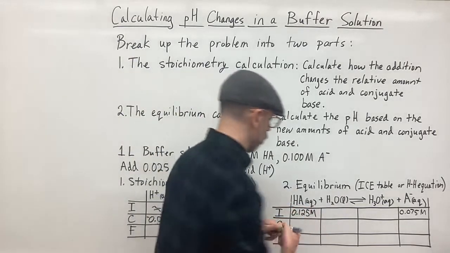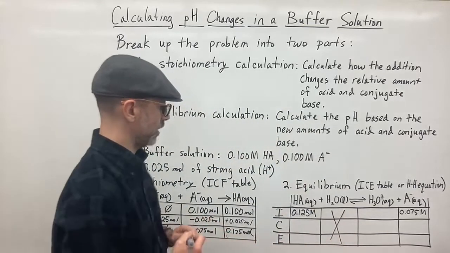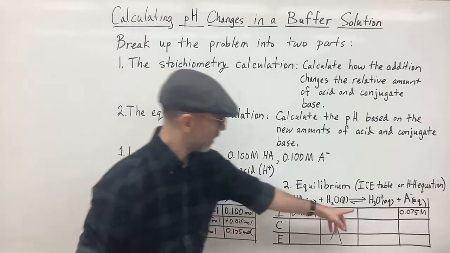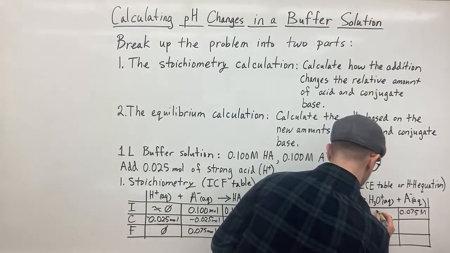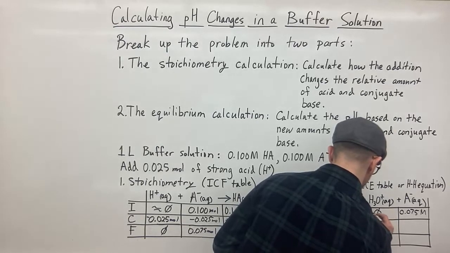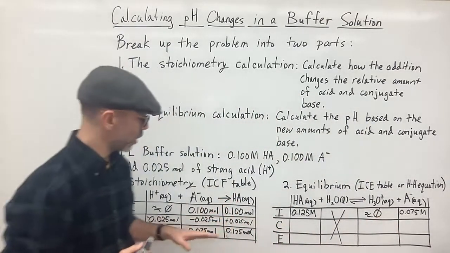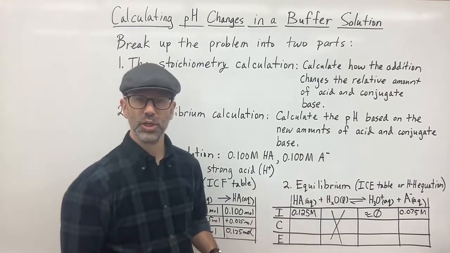And then we're ignoring water, so we don't care about water. Water's not in the equilibrium expression, so we're Xing that out. And then the H plus initially, again, because this is a weak acid, we're going to say basically it's approximately 0, effectively 0. So now what you would do is you would do your equilibrium problem.